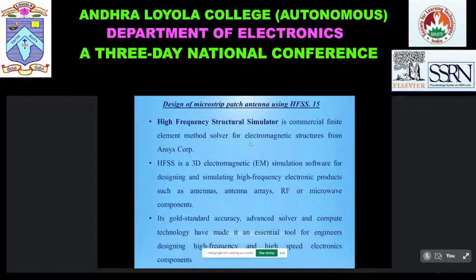HFSS is nothing but High Frequency Structural Simulator, a commercial finite element method solver for electromagnetic structures from ANSYS Corporation. It is a 3D electromagnetic simulation software to design and simulate high frequency electronic products such as antennas, antenna arrays, RF or microwave components.